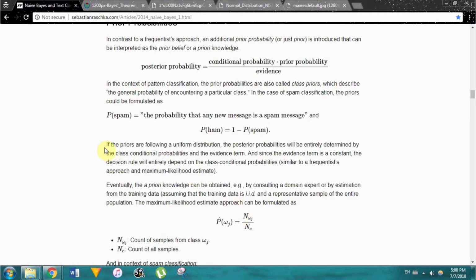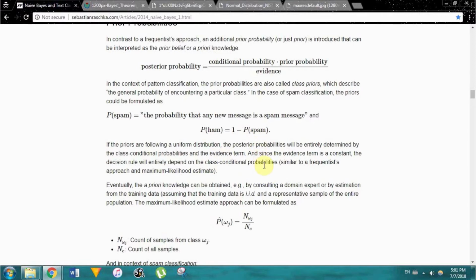If the prior probabilities are following a uniform distribution, what does uniform distribution mean? It means that basically they have the same probability, okay? The posterior probability, what we're trying to find, will be entirely determined by the class conditional probabilities, what we looked at up there and found through the maximum likelihood, right? And the evidence term.